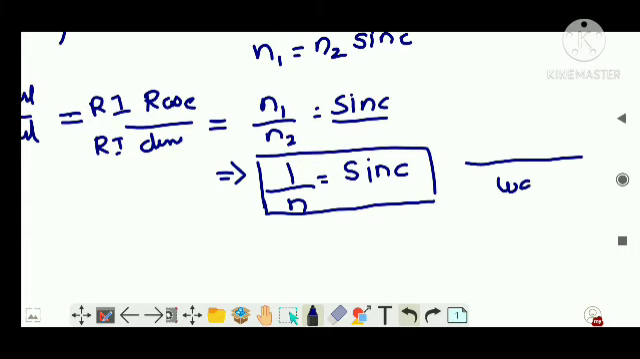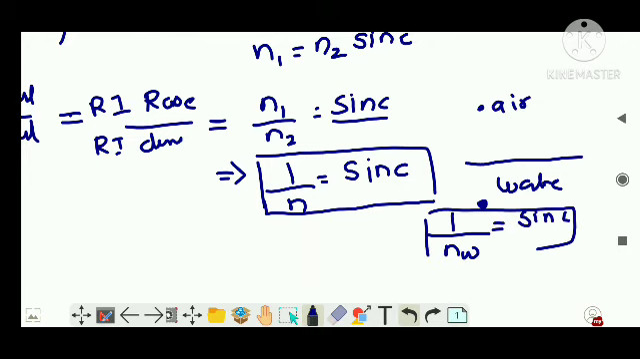This is water. There is a source of light which is coming from here, and it undergoes the critical angle, then this is air. So 1 by refractive index of water is equal to sine of the critical angle. This is just an example. Clear?